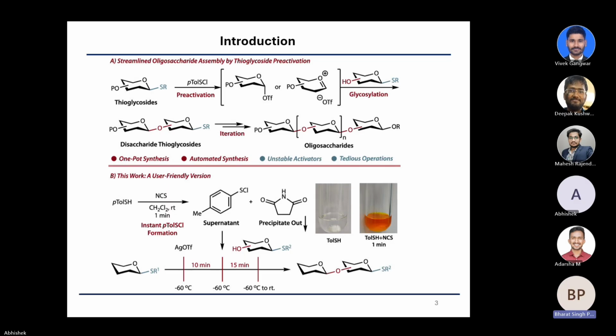And it will for sure form the oxocarbonium ion. And after that, since this donor is completely getting activated, that will take hardly 10 to 15 minutes. After that, they are adding the acceptor. It's the proper mechanism only. It's not like they are adding silver triflate first. No, first they are adding this pre-activated toluene sulfonyl chloride.